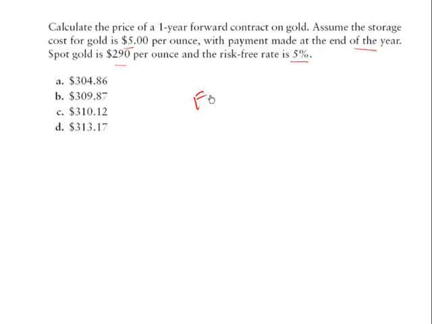So the forward price is the spot price times e raised to the power (r plus lambda) times t, where lambda is the storage cost. However, we are not given the continuously compounded storage cost. We are given the absolute amount of the storage cost. So it will be 290 times e raised to the power 0.05 times t, that is 1 year, plus the storage cost of $5, since it anyways has to be paid at the end of the year. We will just add $5.